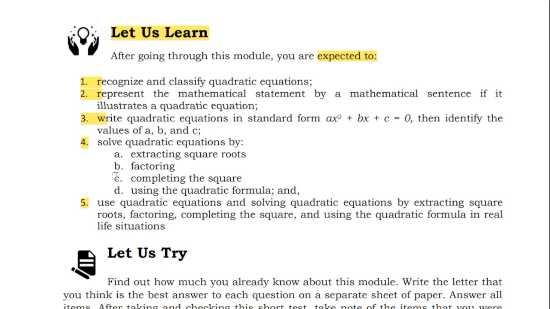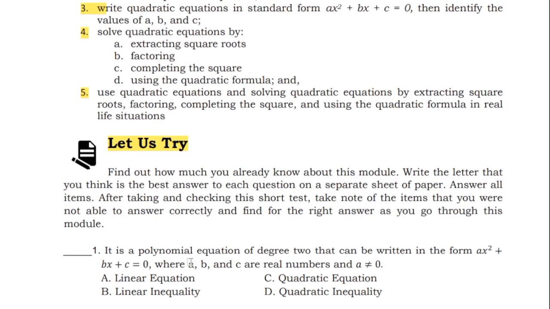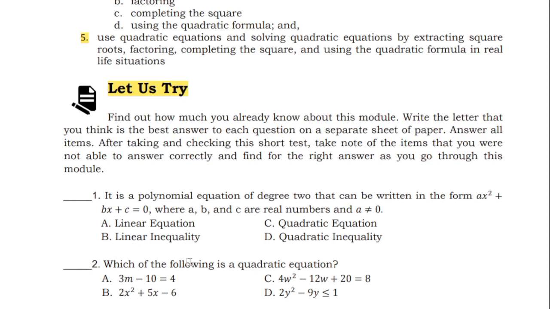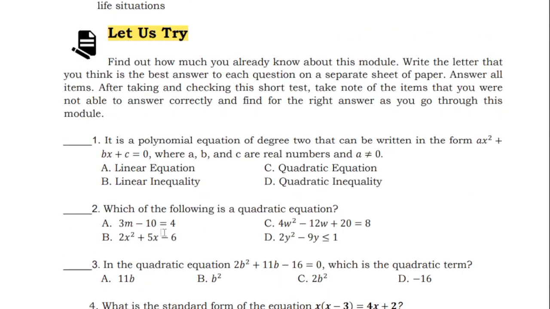Then as we begin our discussion, let us try working on this one. Find out how much you already know about this module. Write the letter that you think is the best answer to each question on a separate sheet of paper. Answer all the items. After taking and checking this short test, take note of the items that you were not able to answer correctly, and find out the right answer as you go through this module. Take note that this part is just a preliminary part, or the pre-test, for you to check if you have a deeper understanding of this lesson.